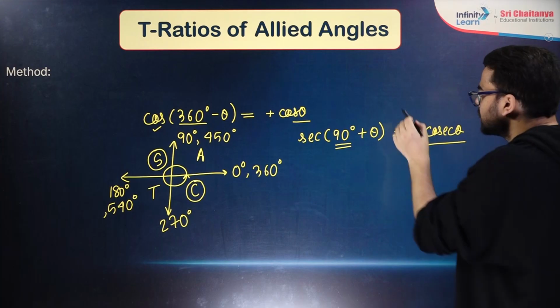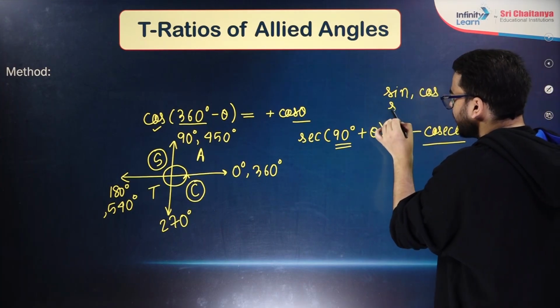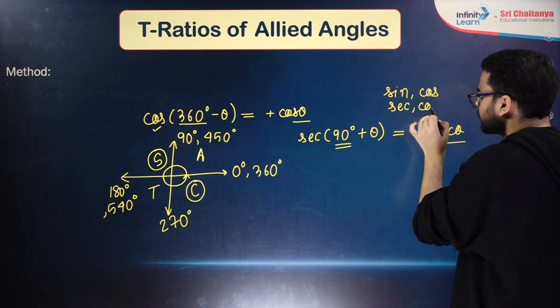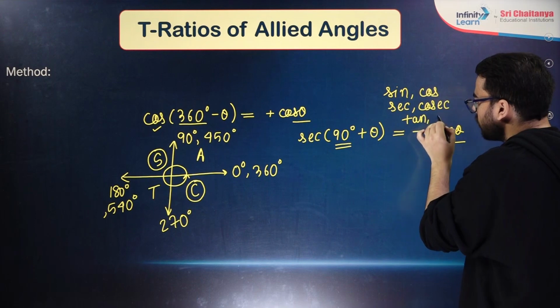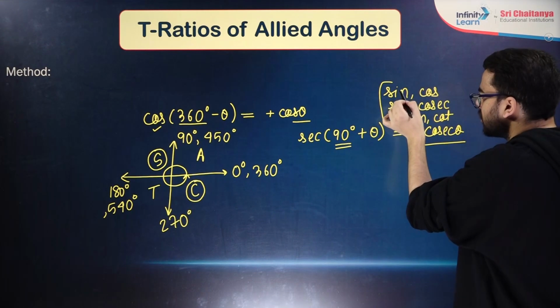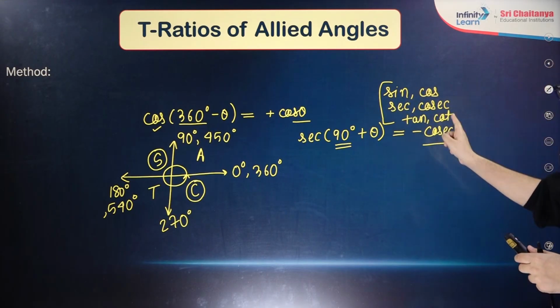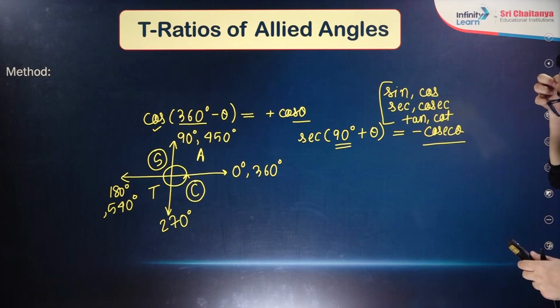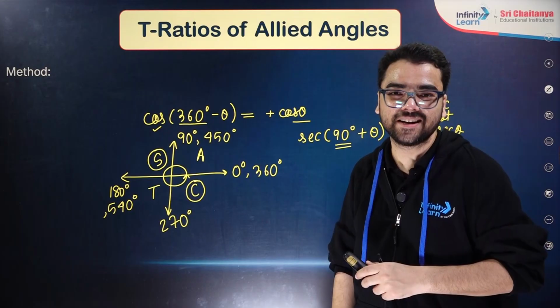What are the co-functions? You see sine, cos, sec, cosec, and then you have got tan, cot. These are the co-functions over here. Means sine will change to cos, cos will change to sine, sec to cosec and cosec to sec, tan to cot and cot to tan, if you have got the reference as the vertical. I hope that is clear.